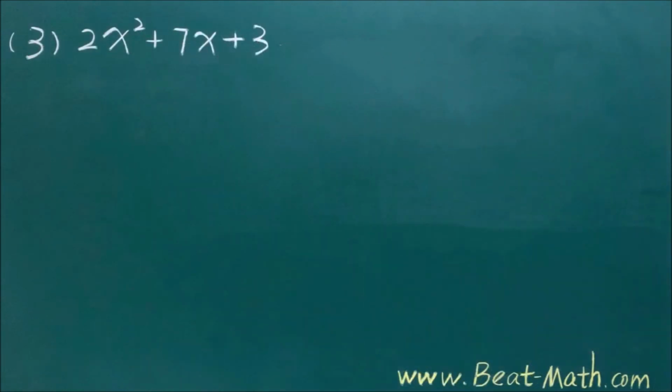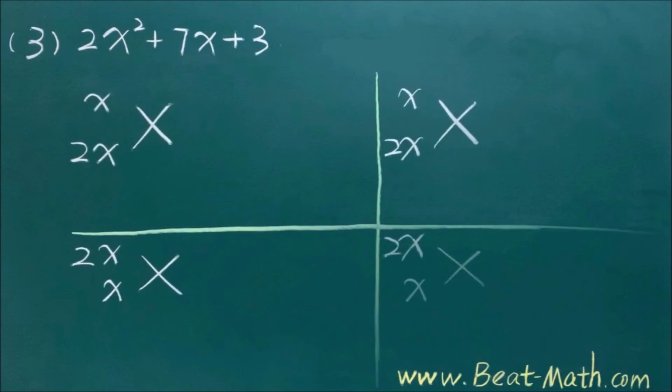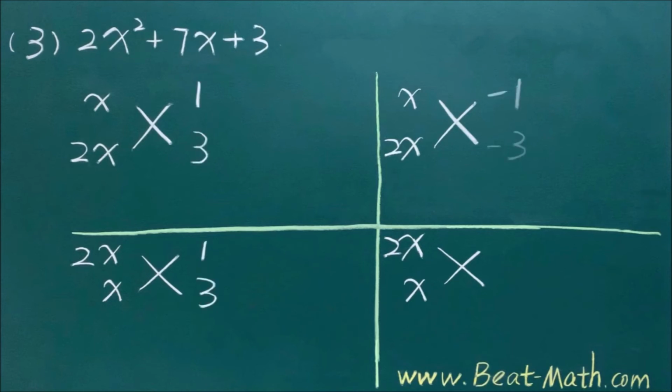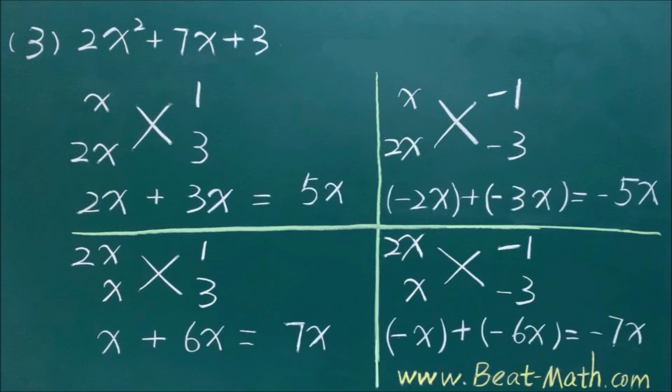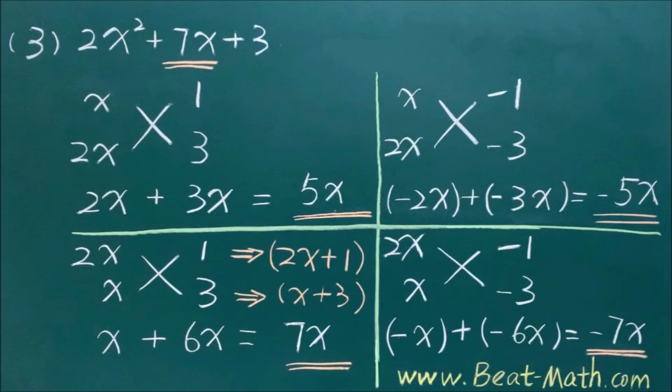2x squared plus 7x plus 3. Here the coefficient of x squared is not 1. Pay attention, because the left side of the cross is x and 2x, not x and x anymore. Here the 3 can be the product of 1 and 3, negative 1 and negative 3. Do the calculations by using the crossing method. The pair of 1 and 3 will bring us the result 7x. We'll get the quantity of 2x plus 1 times the quantity of x plus 3.